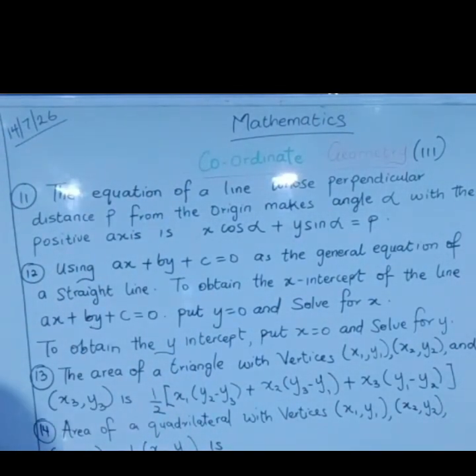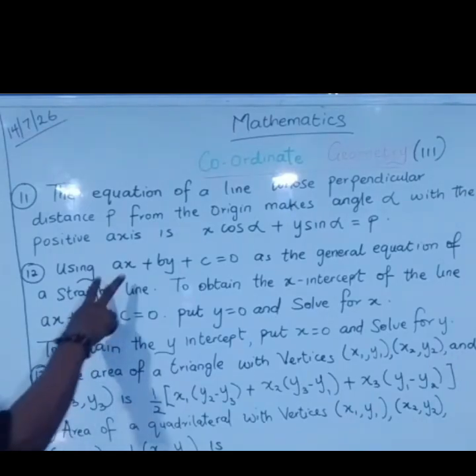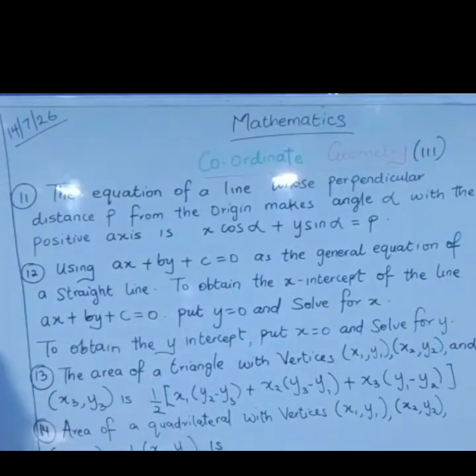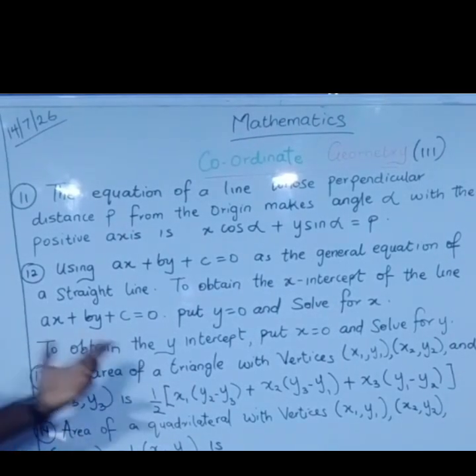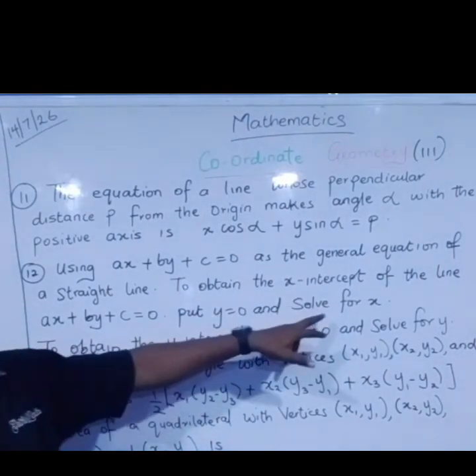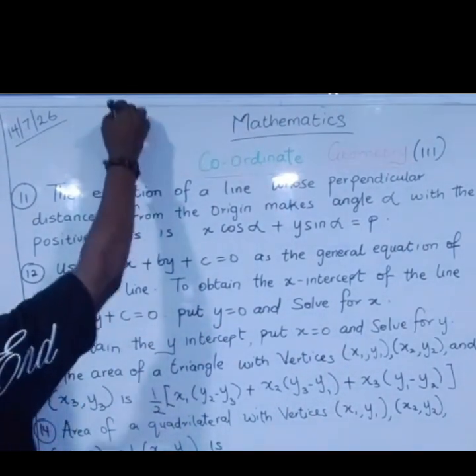For number 12, if you have this as the equation of the line, maybe ax plus by plus c, where a, b, c are constants in this particular question, if they ask you to get the x-intercept, right? Because what is the x-intercept?